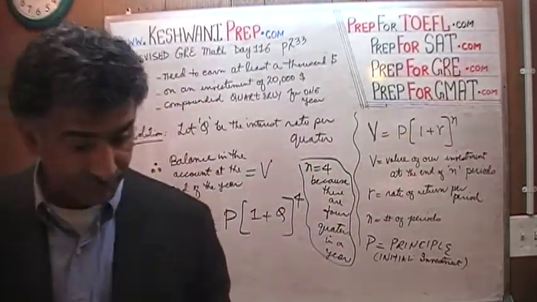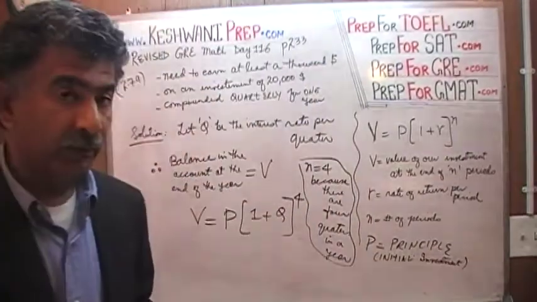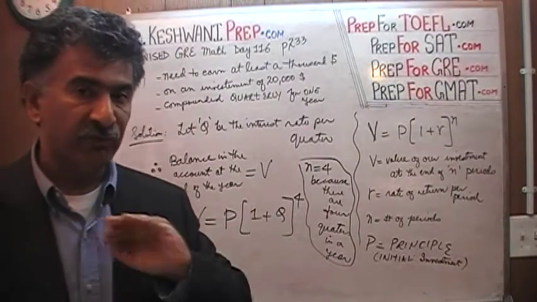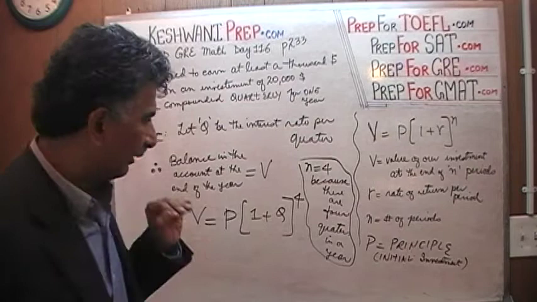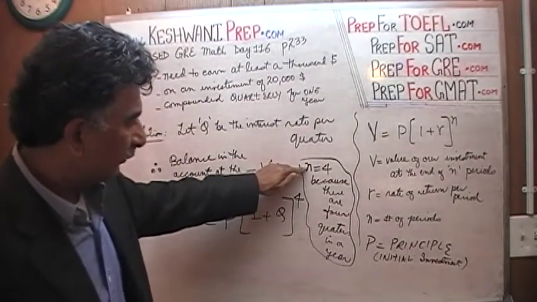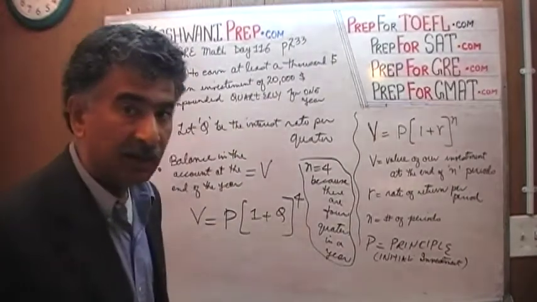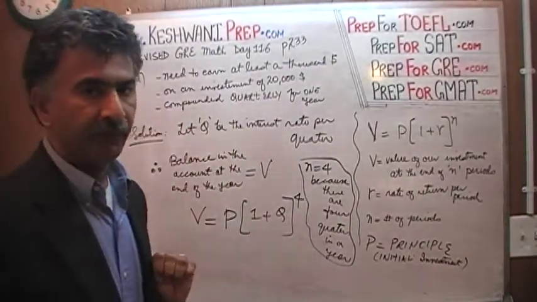Now I shouldn't actually write it like this, okay? I want you to understand. I shouldn't have written it like this because that makes it sound like n equals 4 and it's fixed forever and ever in this formula. That is not the case. What I meant here is that our n is 4 because we are keeping the money in the account for 4 quarters.